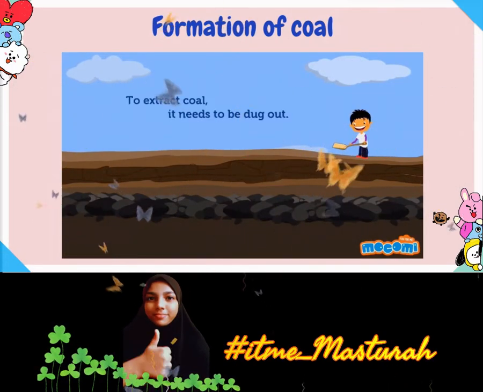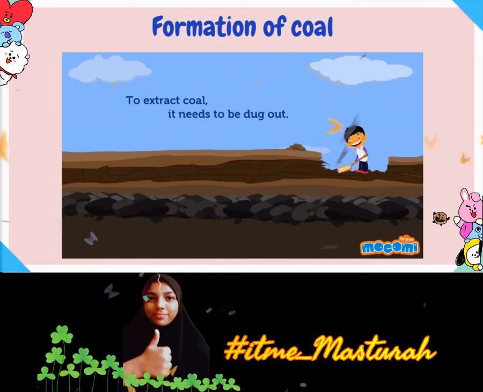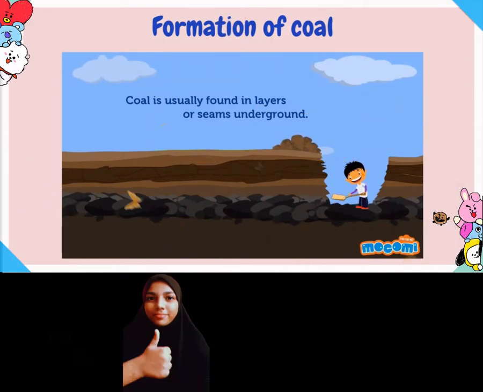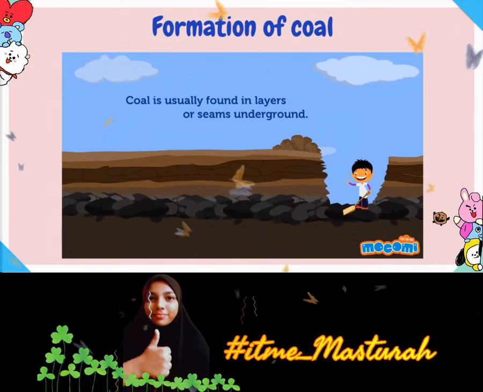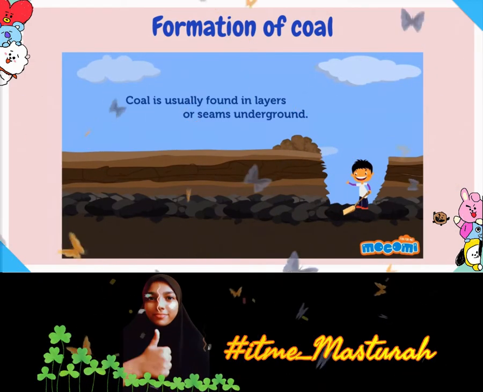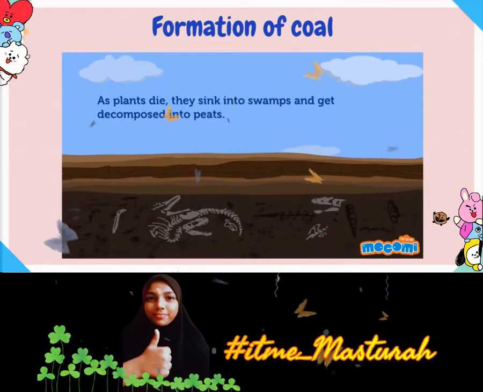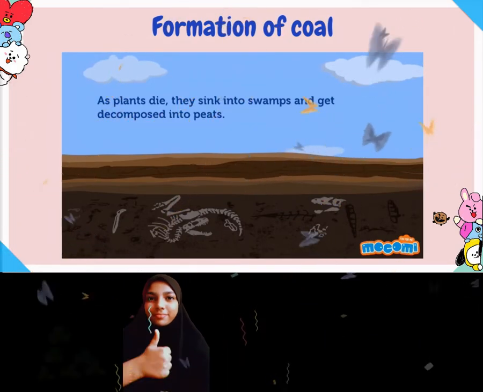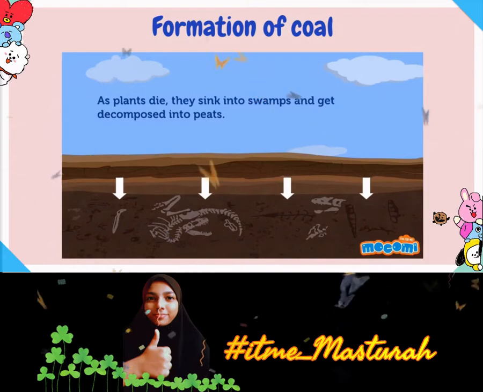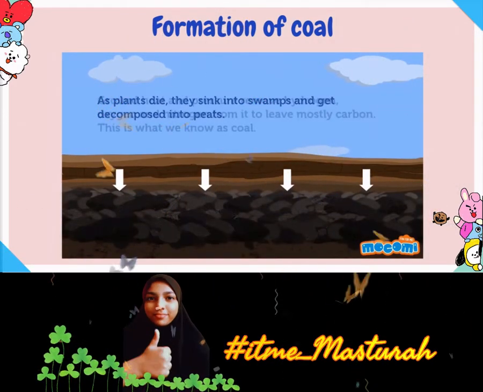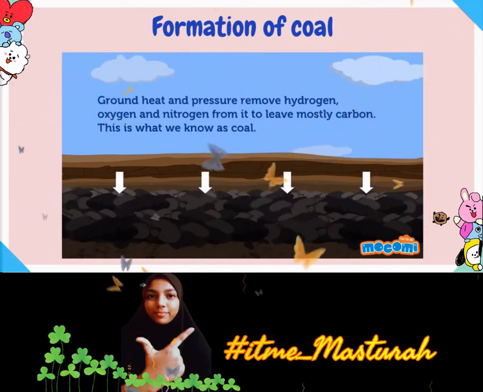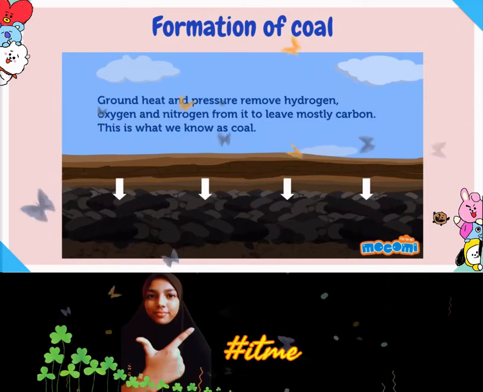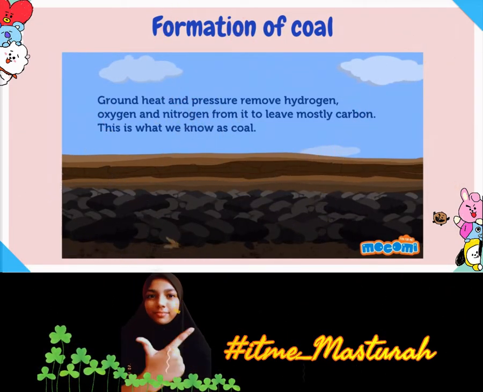To extract coal, it needs to be dug out. Coal is usually found in layers or seams underground. As plants die, they sink into swamps and get decomposed into peat. Ground heat and pressure remove hydrogen, oxygen, and nitrogen from it to leave mostly carbon. This is what we know as coal.